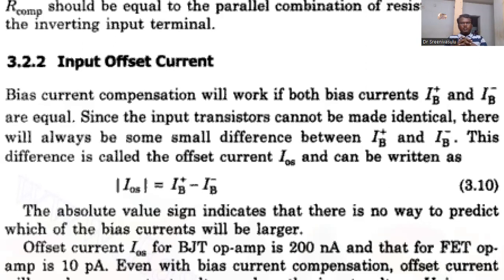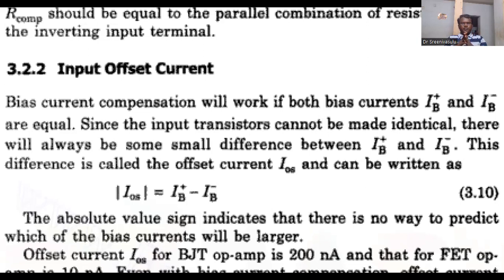Again, what is this offset current? You see, we consider a practical op-amp. Whenever we connect the two input terminals, inverting and non-inverting terminals, to ground, the output we are expecting is 0. But in a real or practical op-amp, it is not going to be like this.